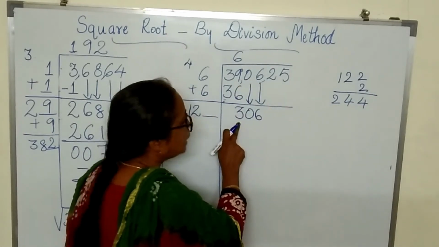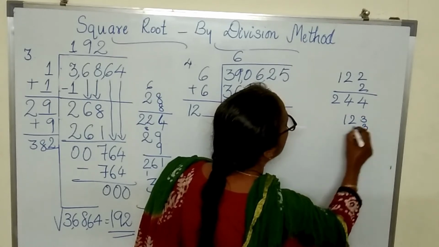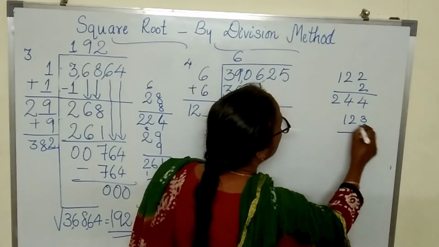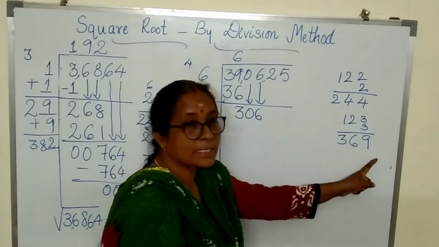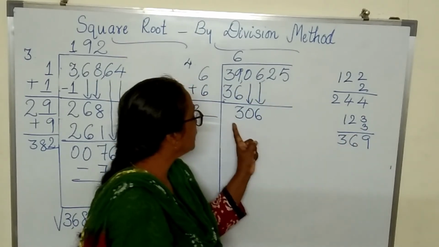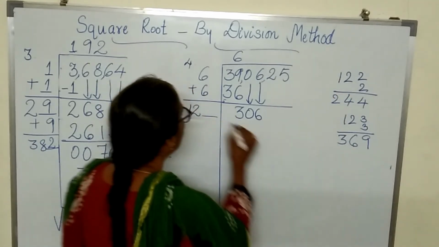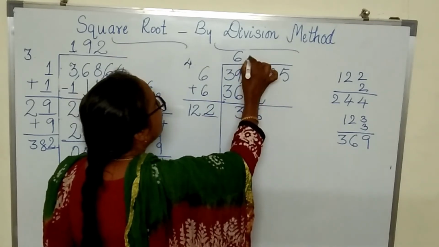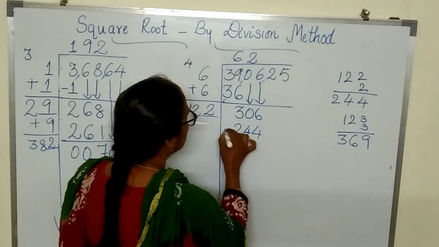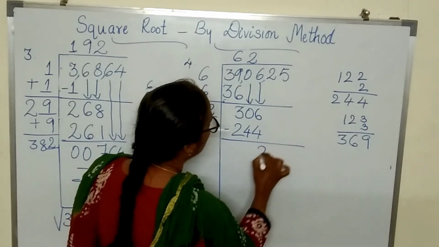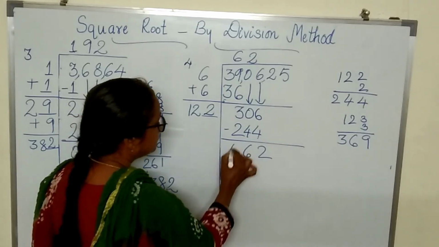But we have 3 here. So, 123 multiply by 3. 3 3s are 9. 2 3s are 6. 3 1s are 3. Can we take 369? Is it possible? Try. 306. It is not possible. So, we'll take this number 2. So, 244. Subtract, 2, 6. Okay.